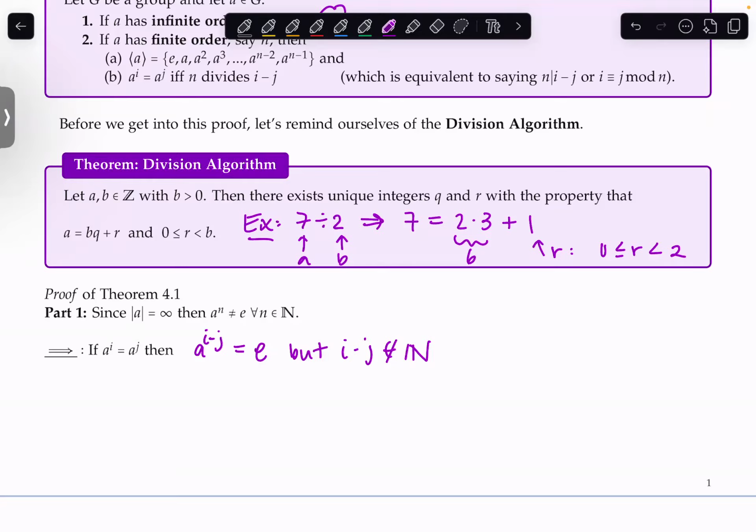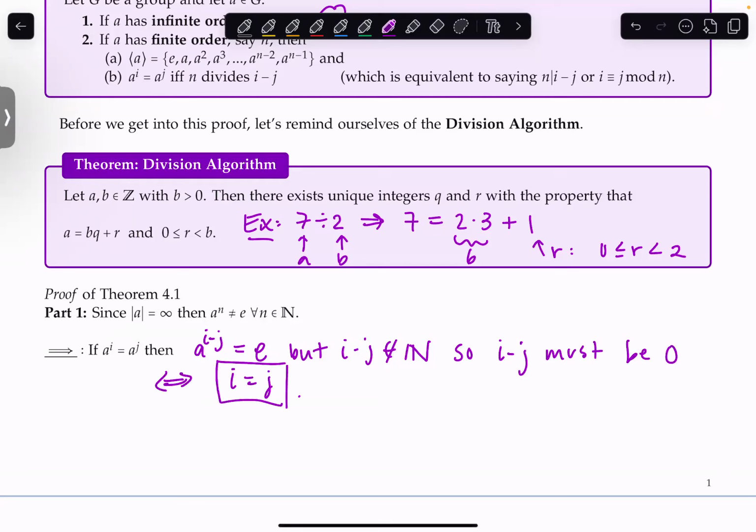Okay, so what does i minus j have to be here? Yep, this is the only other possibility. This is either going to equal 0 or it's going to give me back a natural number, but I already said it doesn't give me back a natural number. It has to give me back 0. Okay, and this is the same as thinking i is equal to j here. So in the forward direction, we assume these powers give me the same element, and we show that the powers have to be exactly the same.